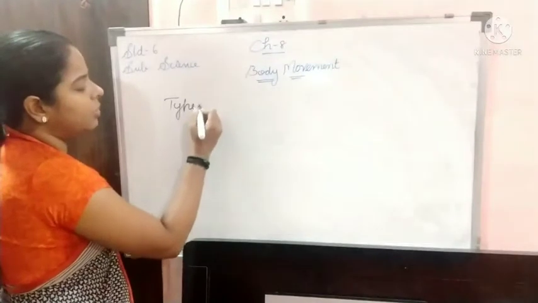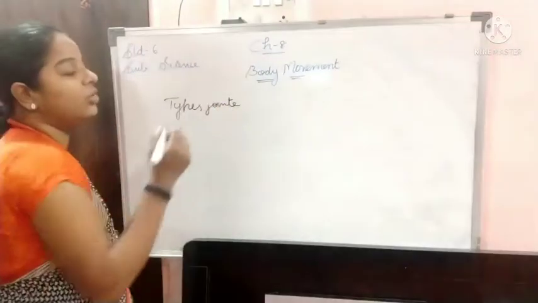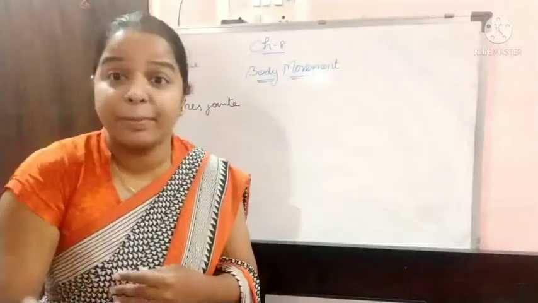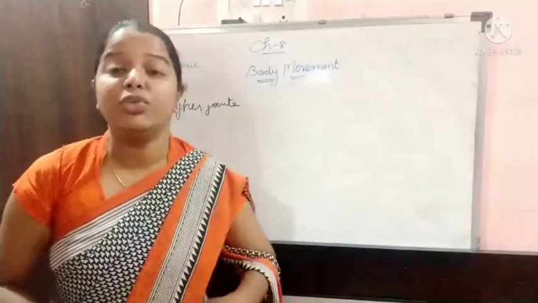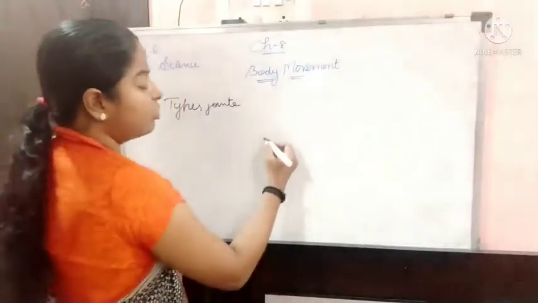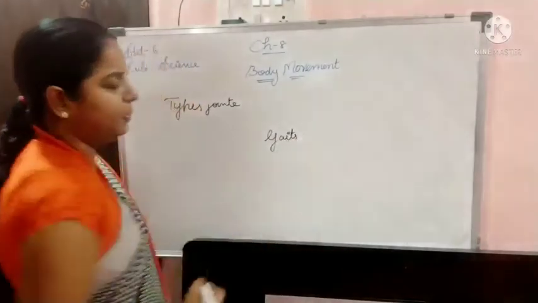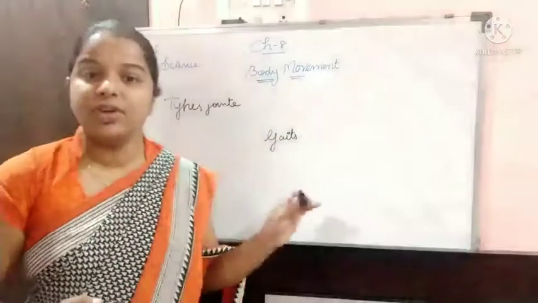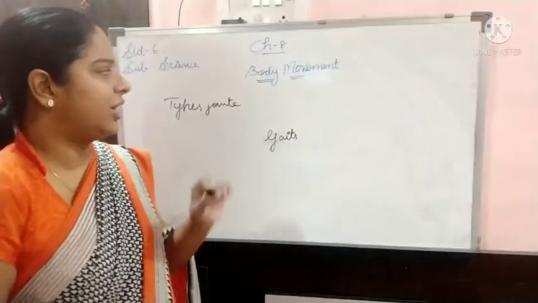We are going to learn about the different types of joints, and then where the joints are present, and then the movements of different animals, that is, movement in animals. Okay, this we are going to learn in this chapter. First we are going to learn about different types of joints.